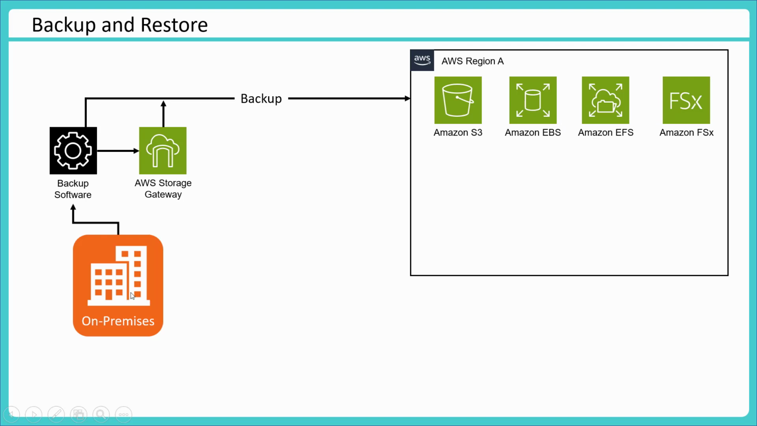And if something goes wrong, let's say one of the servers crashed or got corrupted, you would be able to restore this information back from your region to your on-prem environment. Should not be a problem. So this is a common strategy which you could have used.